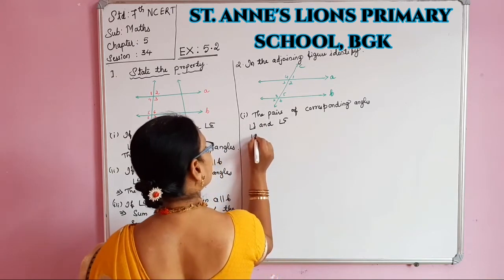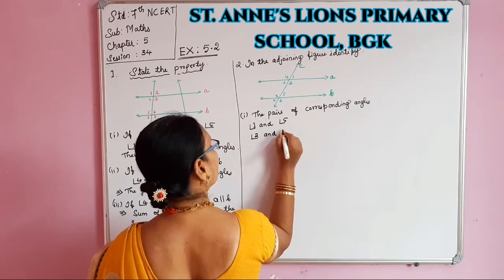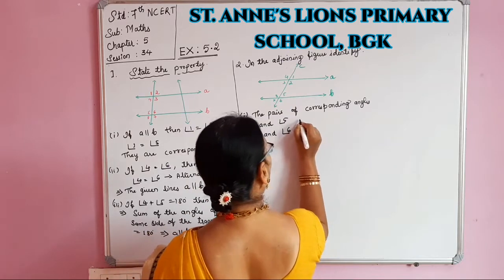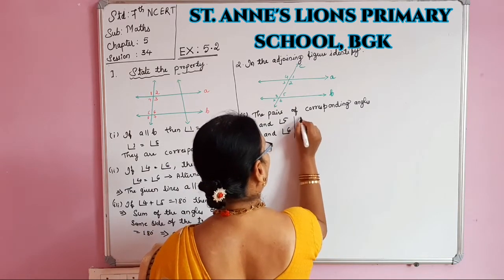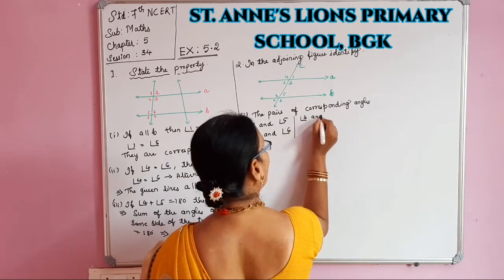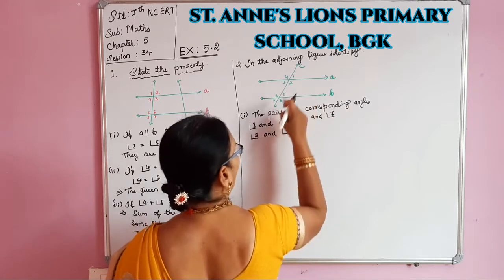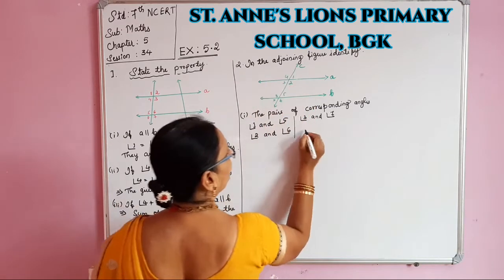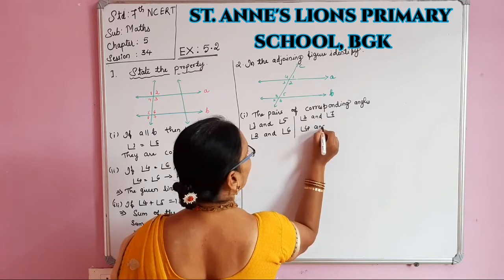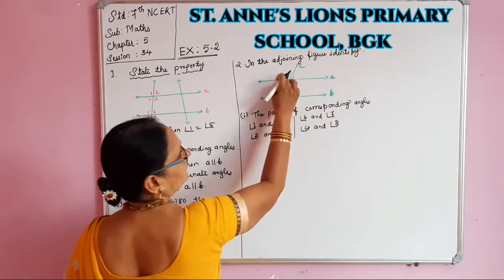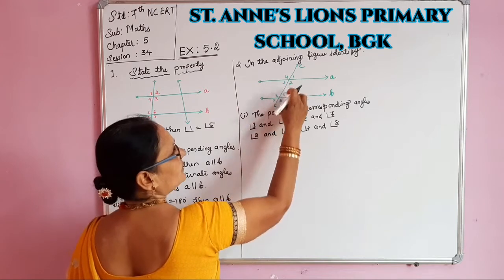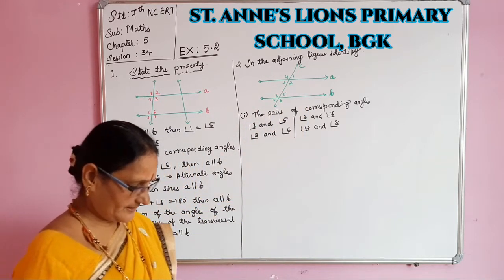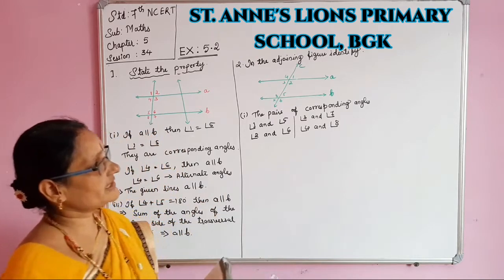Angle 2 and angle 6. Then angle 3 and angle 7. See here: angle 1, angle 5, angle 2, angle 6, angle 3, angle 7, angle 4 and angle 8. Corresponding means 4 and 8, 3 and 7, 2 and 6, 1 and 5 are corresponding angles. Like this. How many pairs? 4 pairs of corresponding angles will be there.